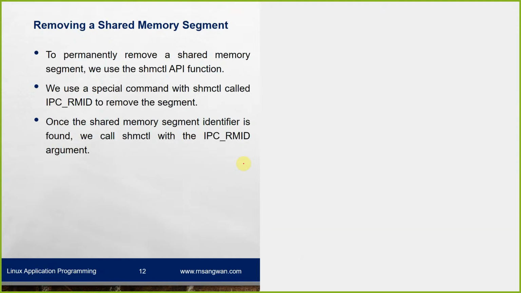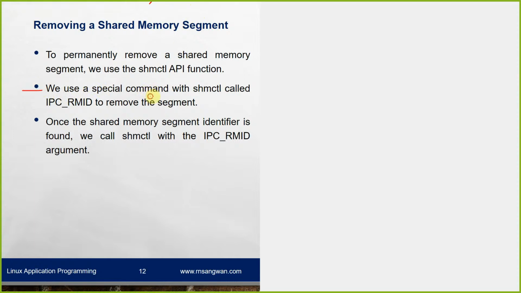Removing the shared memory segment. To permanently remove a shared memory segment, we use the shmctl API function. You see the symmetry now. For the past 2 days, whatever topic we are talking about, they have some kind of symmetry in the naming convention, also in the API calls, and also in the parameters. To permanently remove a shared memory segment, we use the shmctl API function.